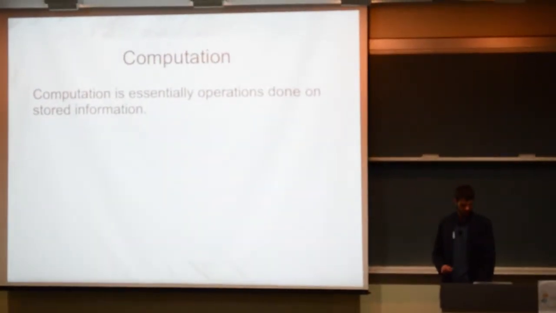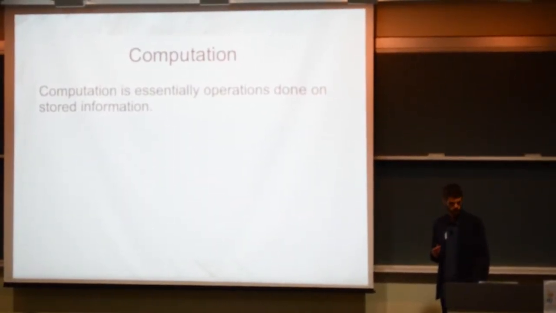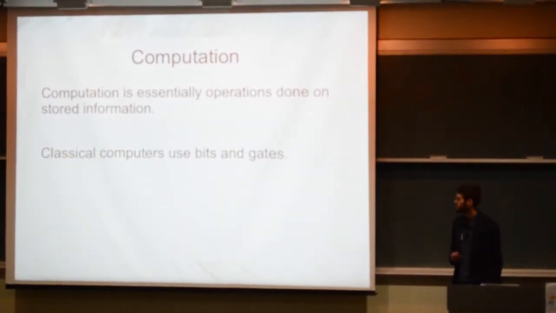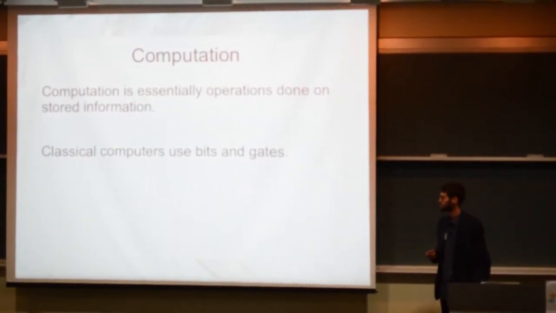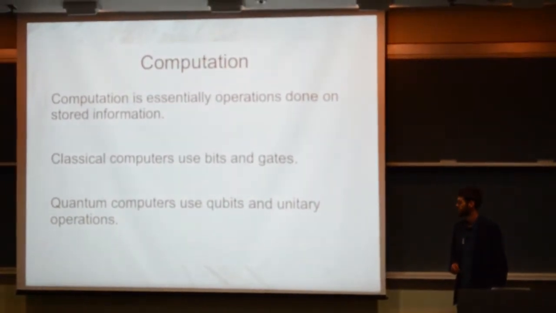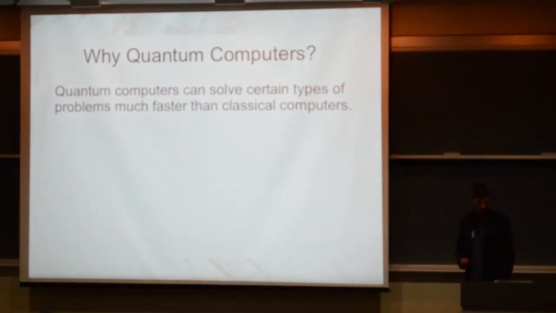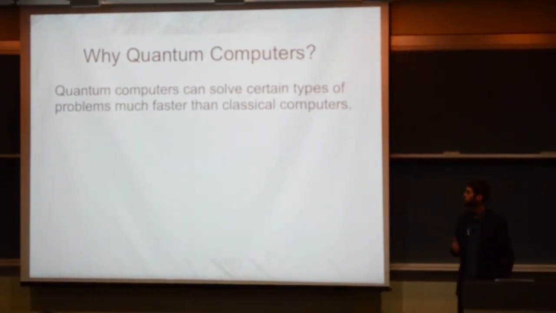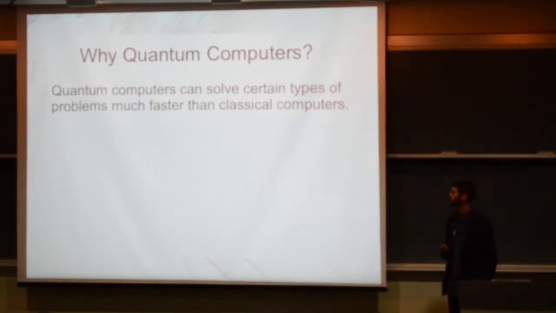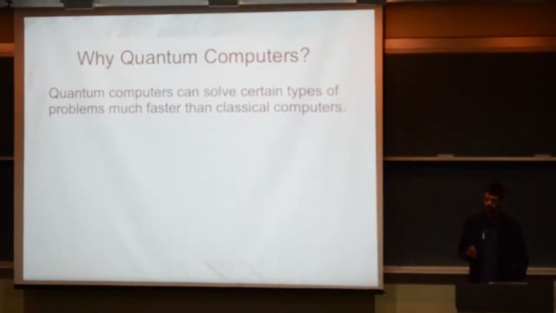So computation is essentially comprised of stored information and ways to manipulate that stored information. Classical computers use bits and gates, and quantum computers use qubits and something we call unitary operations, which I'll describe later. The reason we care about quantum computers is that they can solve certain types of problems inherently faster than classical computers can solve them.